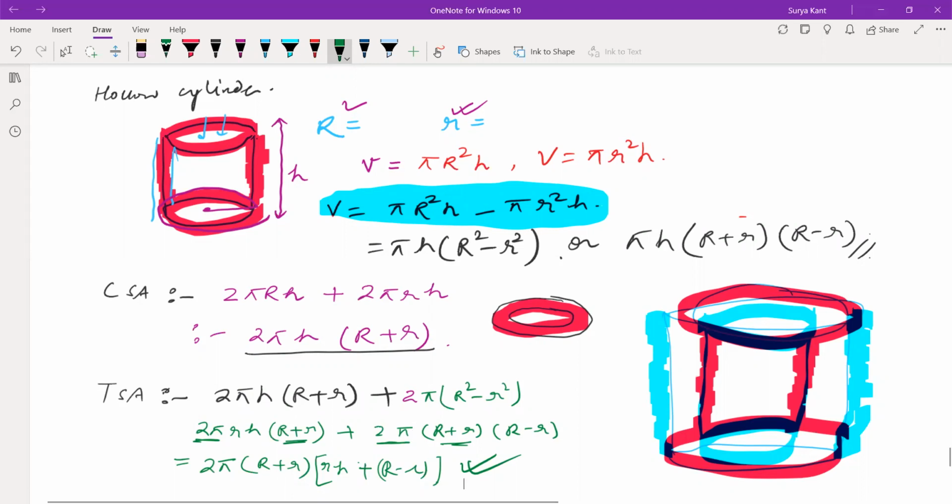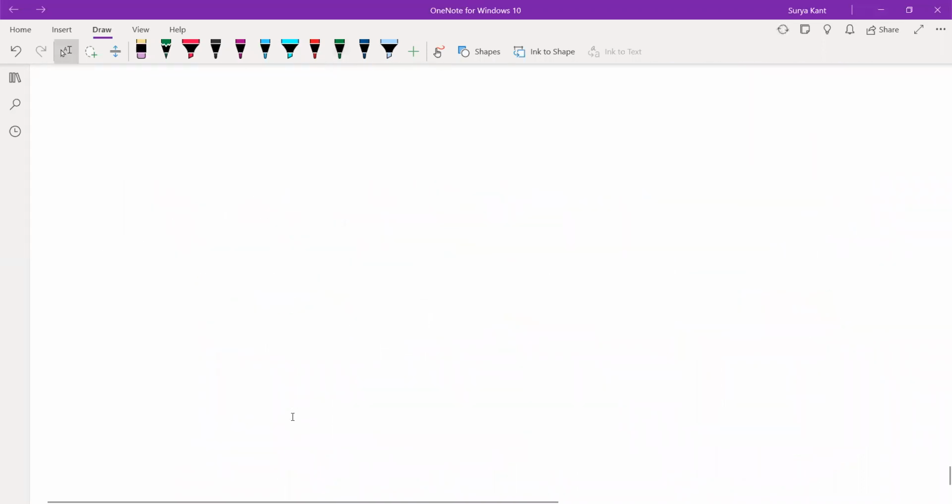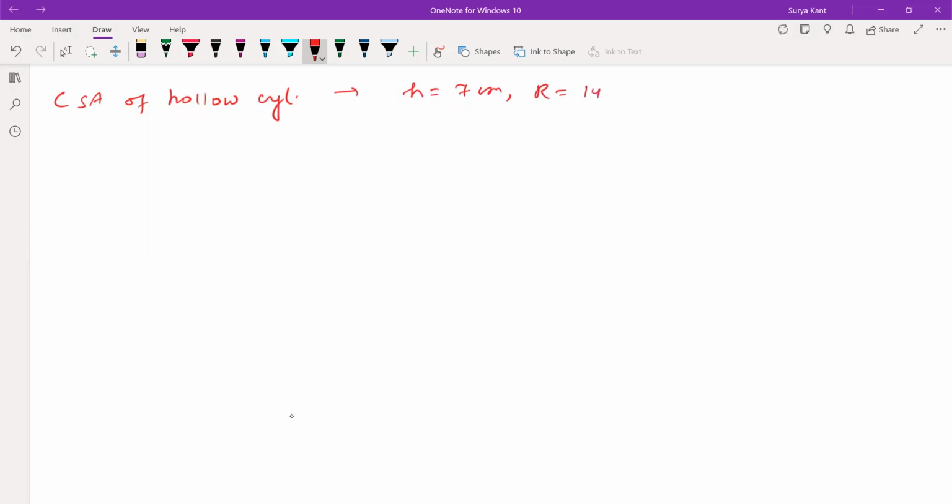Okay. So if I ask you to find the CSA of hollow cylinder, and the cylinder is having height as 7 centimeter, capital R is 14 centimeter, small r is 7 centimeter. The first you have to find the CSA of hollow cylinder, okay? And second question is the cost of painting it.